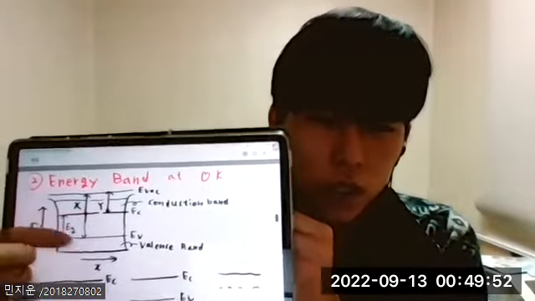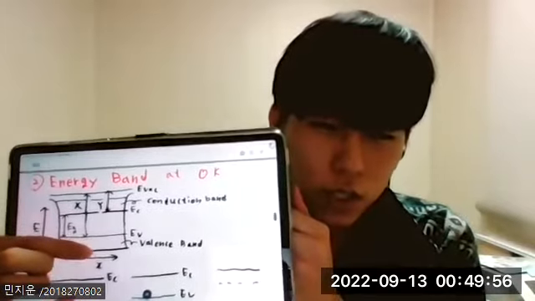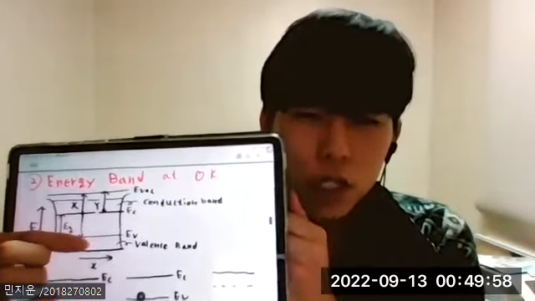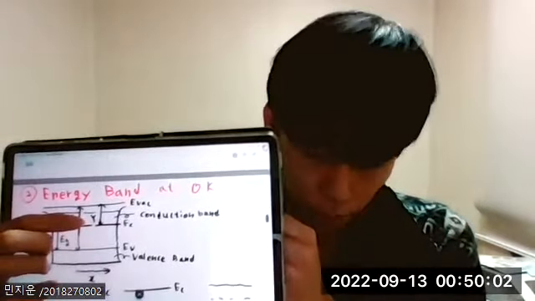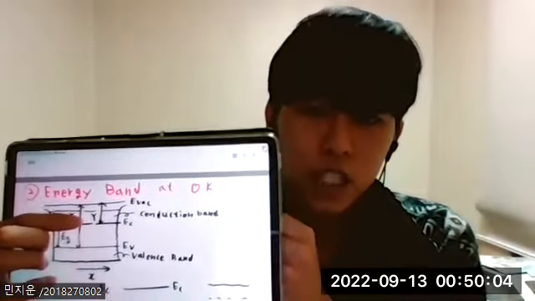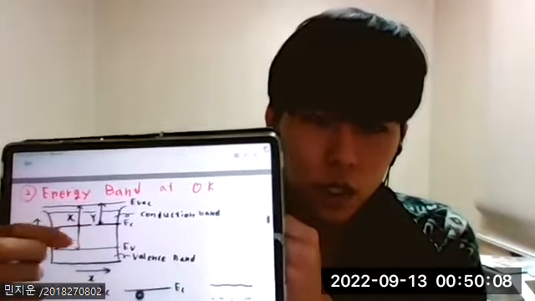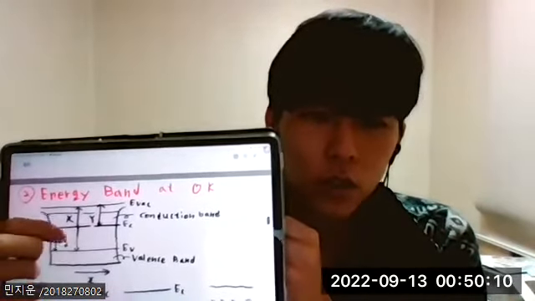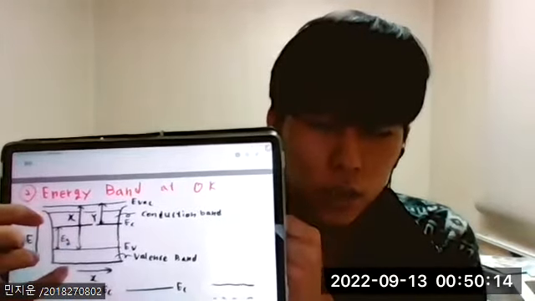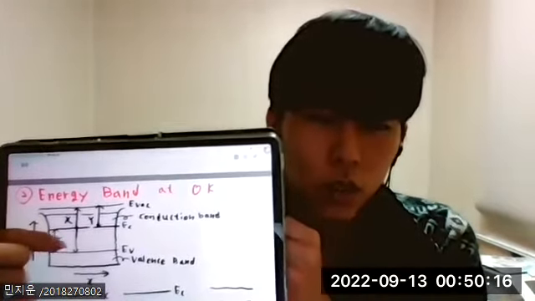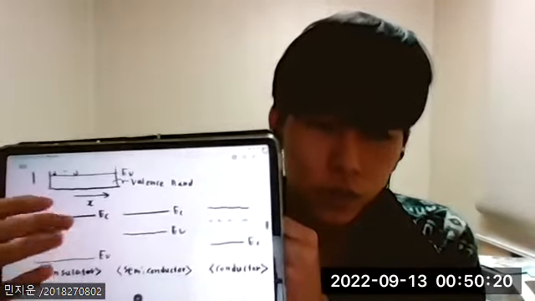In this energy diagram, you can see the valence band. The valence band is fully filled with electrons, but the conduction band is empty. That is, there are no electrons. And the interval between the conduction band and valence band is called the band gap energy.